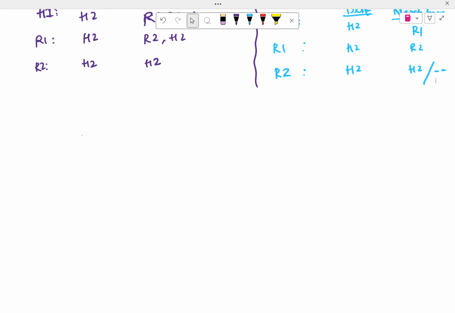I think, did I discuss? Let me see. Transit autonomous system. Yeah, I think I discussed question number 3 as well. Yeah, I discussed this as well. Anyway.